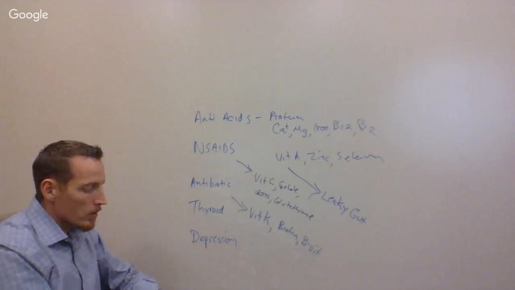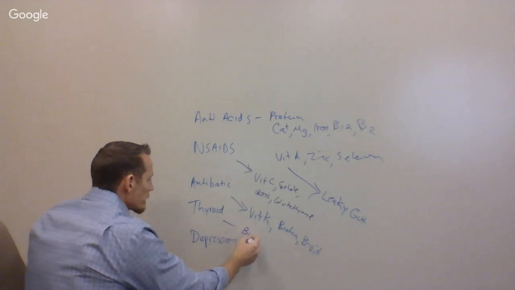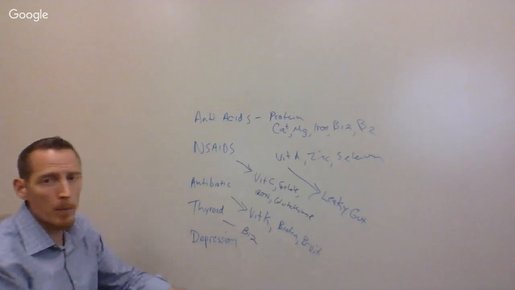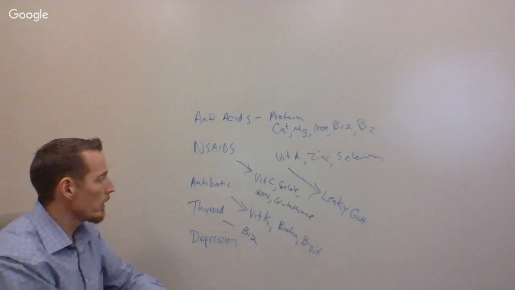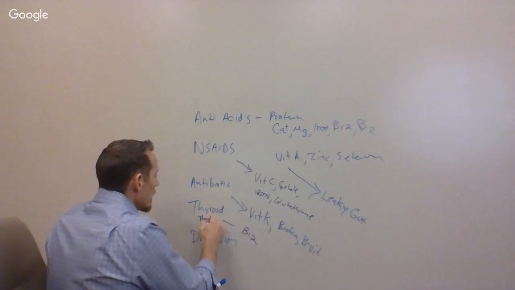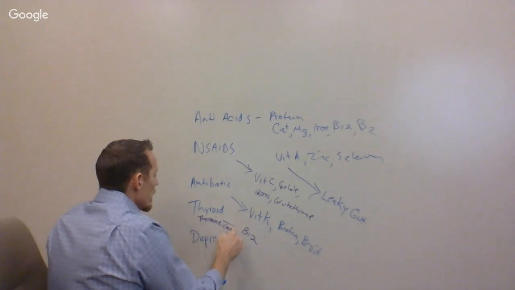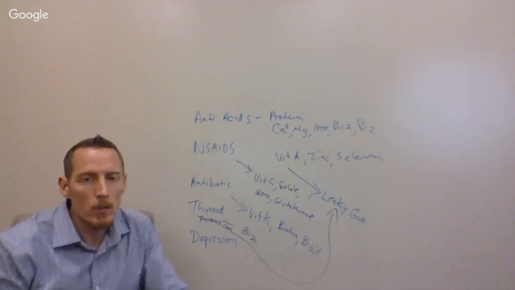Thyroid medications can contribute to B12 deficiency, but depending on which thyroid medication you're on, the most commonly prescribed thyroid medication is thyroxine. And so thyroxine has corn in it. And so now we've got corn as a grain, as a gluten, contributing to leaky gut.